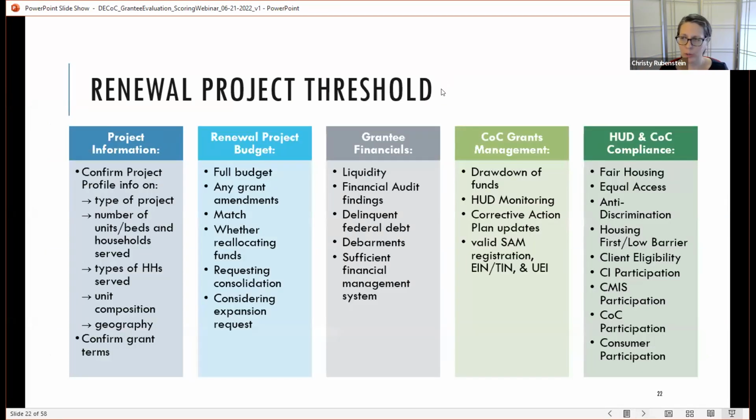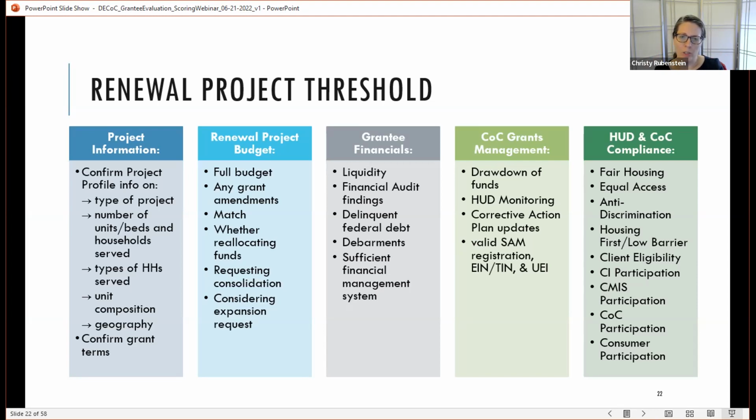The renewal project threshold section will cover, again, a lot of the same material. There are a few things that are new or different, but a lot of it is very much the same as you've been asked to review and certify and check your yeses in the past. So there's a project information section where you're really going to confirm information from the project profile on things like the type of project and the number of beds and households served and types of household and unit composition, all that fun stuff. But it's pre-filled and you're just going to, again, certify that it's correct. You have to confirm your grant terms, that is the operating start and end dates for your grants.